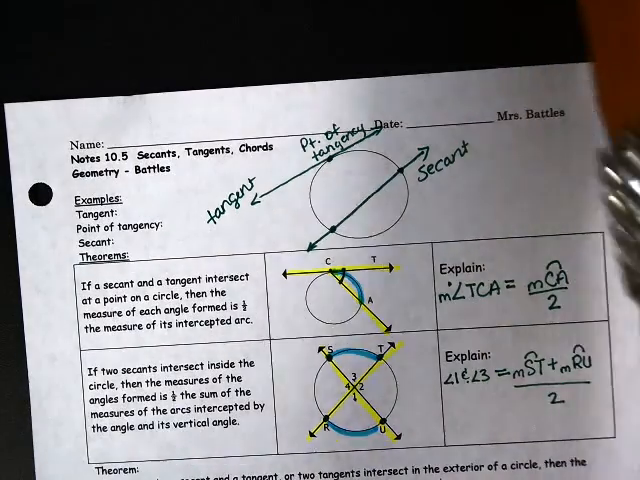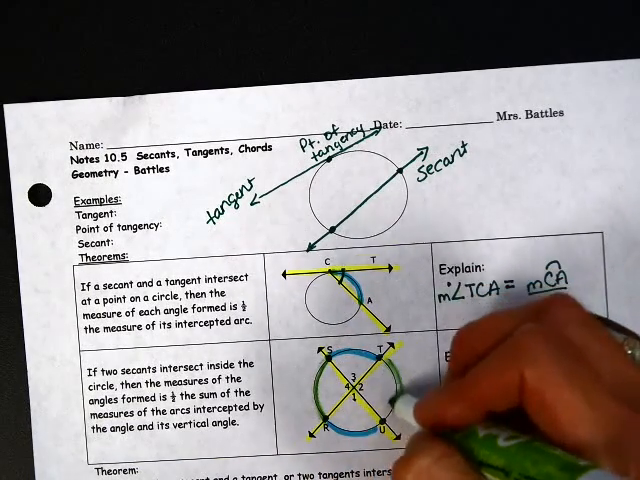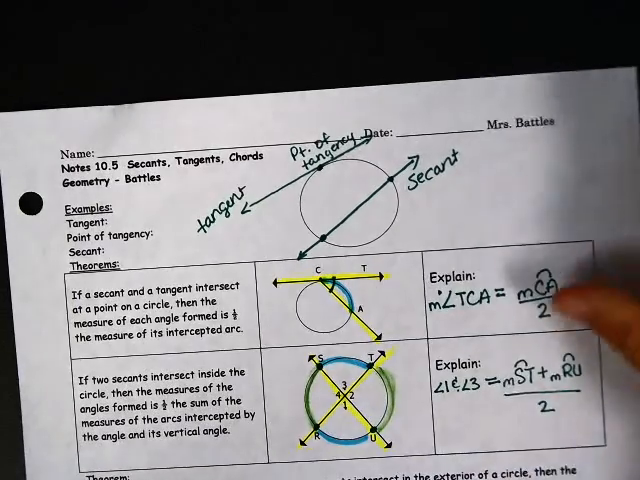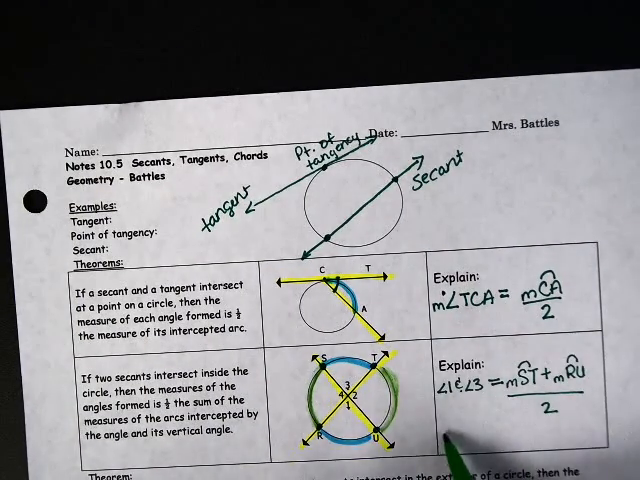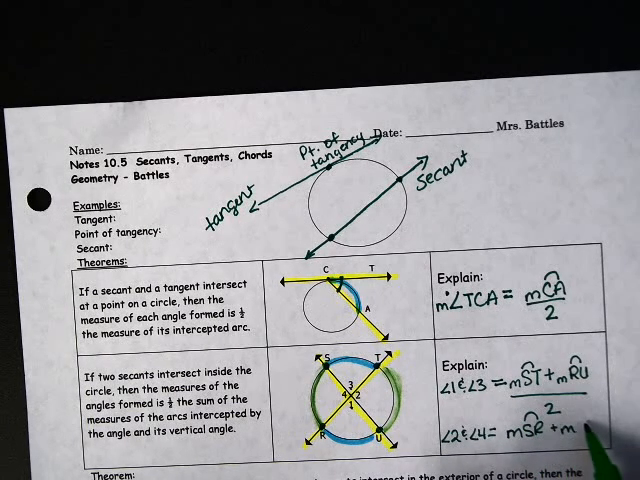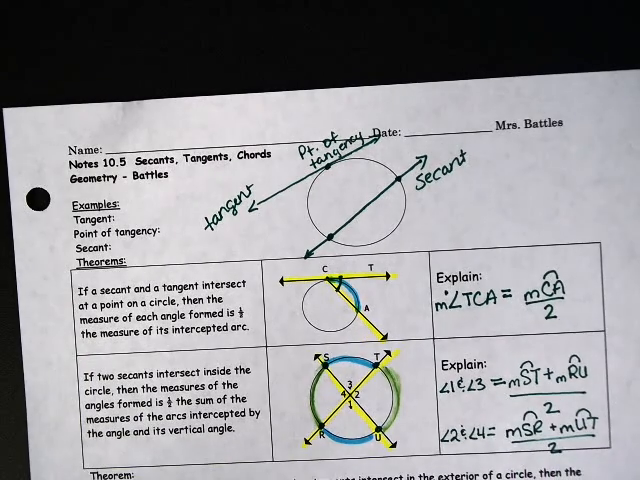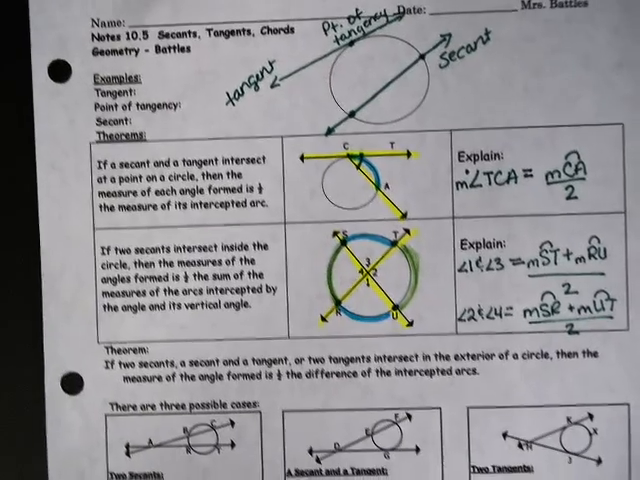Now, arcs SR and TU right here, okay, they are formed by angles 4 and 2. So angles 2 and 4 are equal to the sum of arc SR plus arc UT divided by 2. And we're going to practice some of these problems on the back side, or at the bottom of the page actually.